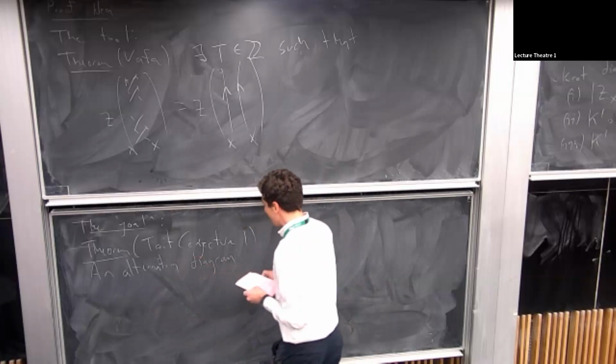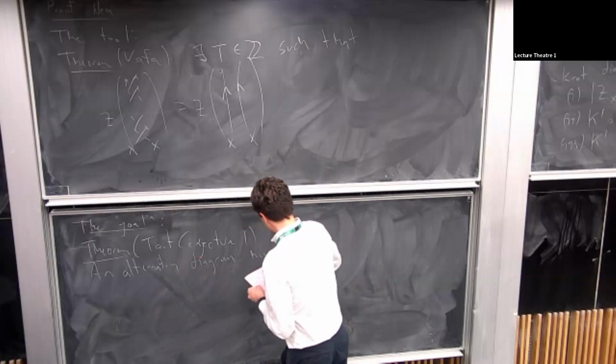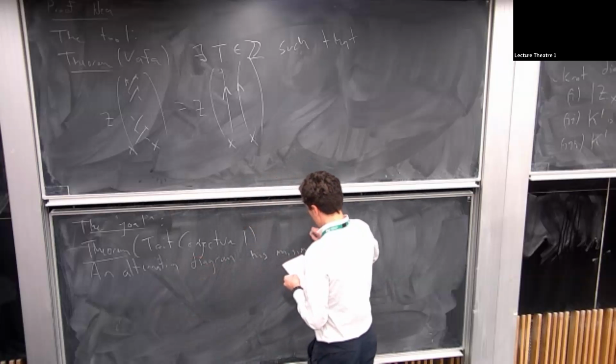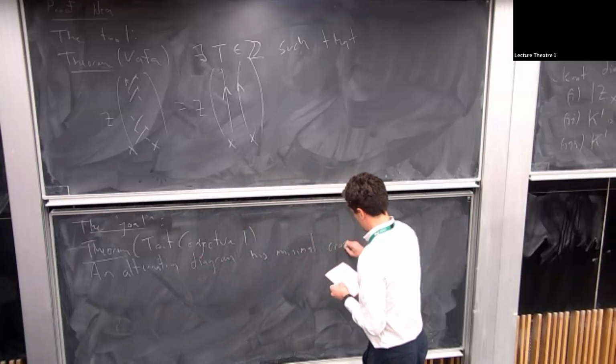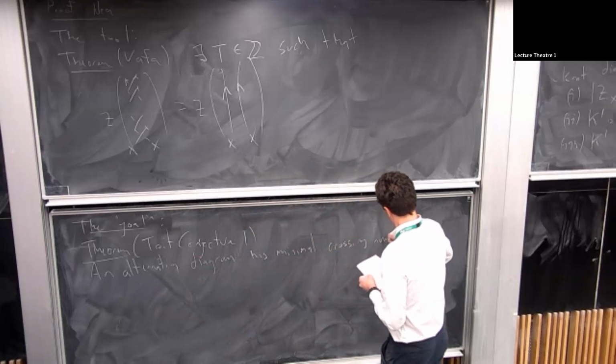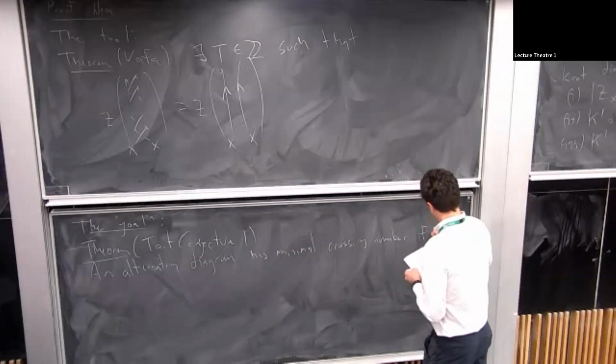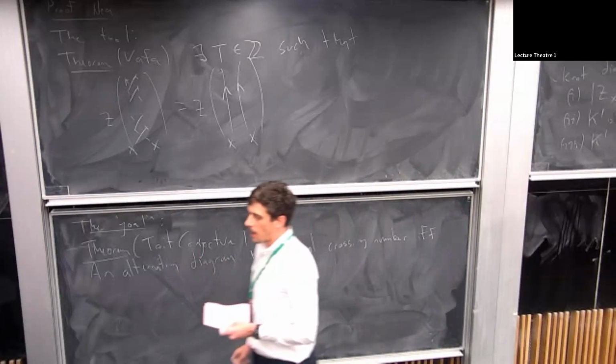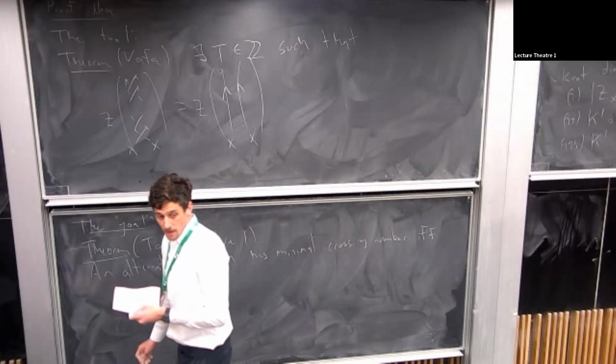Right? So he says an alternating diagram has minimal crossing number if and only if it has no obvious crossings you can remove, called nugatory crossings.